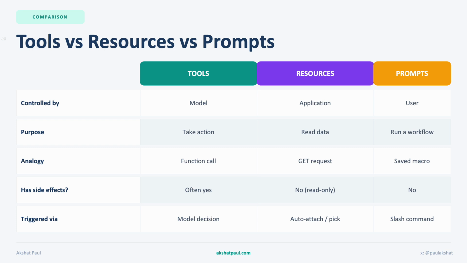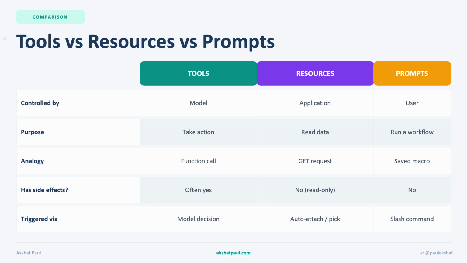And triggered via. Tools get triggered by model decision during a conversation. Resources get triggered by auto-attachment from the host or a user manually picking a file. Prompts get triggered explicitly via a /command. If you remember nothing else from this episode, remember this table. When you're designing your own MCP server and you're not sure which primitive to use, ask yourself, who should be making this decision? The model, the app, or the user?